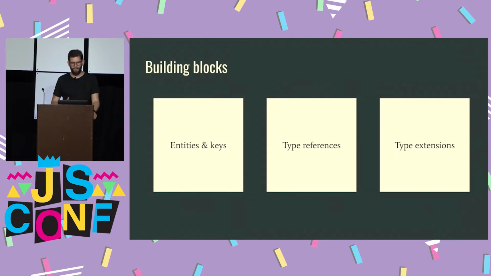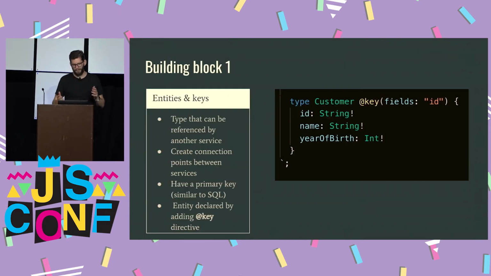Okay, so to build up a federated schema, you have several building blocks. We go through this list one by one. Let's just start with entities and keys. Basically, an entity is just a GraphQL type. The only thing that changed is this add key directive on the right-hand side of the customer.